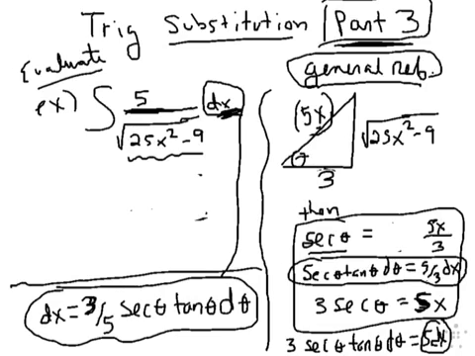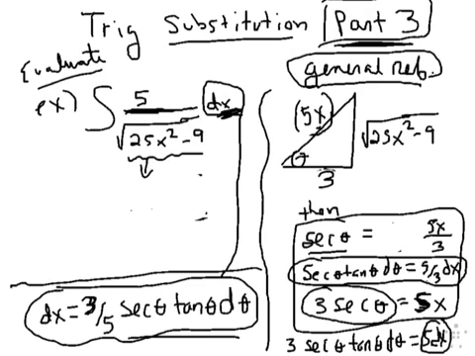Clearly dx is going to get replaced with all of this information, and 5x is going to get replaced with 3 secant theta. So let's do all those replacements. And I'll hit pause in the next slide.